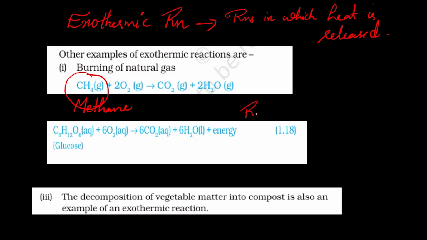This is an example of the respiration reaction. What is glucose? C6H12O6. That is glucose. It is reacting with oxygen. You will be getting carbon dioxide and water along with energy. You can see energy. So what type of reaction is this? Exothermic reaction. Also, the decomposition of vegetable matter into compost is also an example of what? Exothermic reaction. So these are the three examples of exothermic reaction given in your textbook.